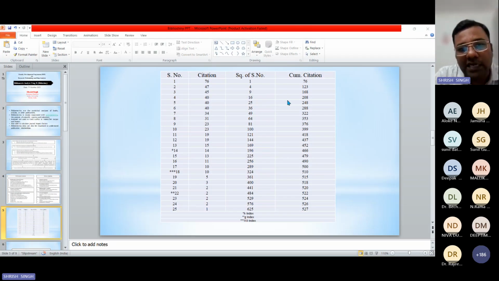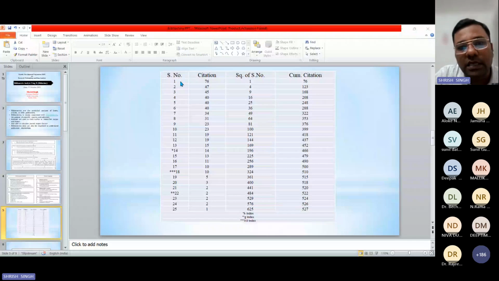here you can see that the H index is directly related to the citation. And I hope all of you know what citation is. So as per the citation, the H index can vary. Here you can see there are a few columns: serial number, citation, square of the citation number, serial number, and cumulative citation. So just see what is happening exactly.